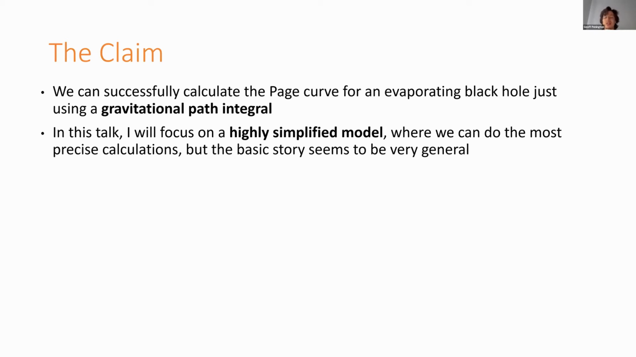It's not really an evaporating black hole at all, but it is a black hole with an information paradox. And the advantage of that model is that we can do very, very precise calculations in it. You can do the full path integral in that model and so on. And so we can really calculate anything you might want to calculate. But it really seems to be the case that the basic story of how these calculations work is very general. It applies to higher dimensional black holes, applies in flat space, it applies whatever.